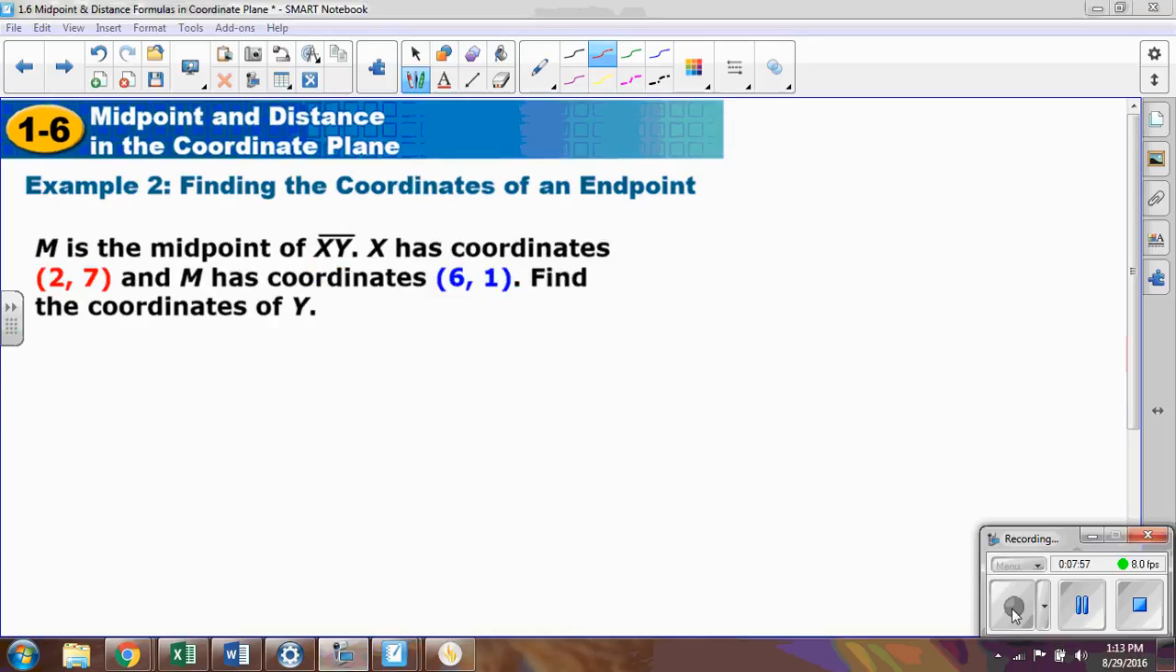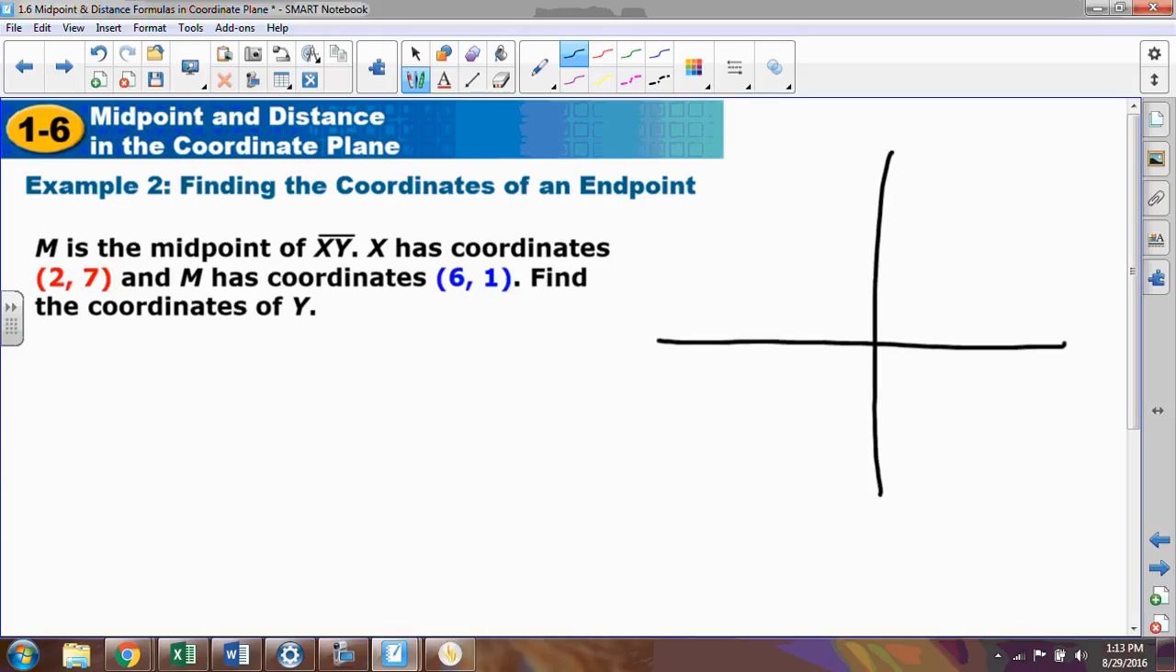Now, this can also be used to find the coordinates for an endpoint. And like before, I'm going to show you two different ways of doing it. One way is based on using a graph. It's been my experience that to find an endpoint, most students prefer using the graph. But we'll also see how we can use algebra to do it also. And so let's start off by getting our picture.